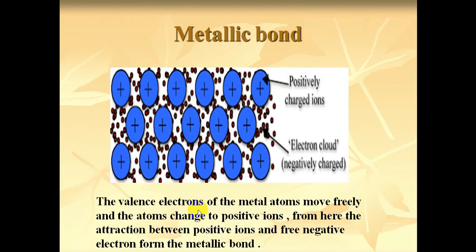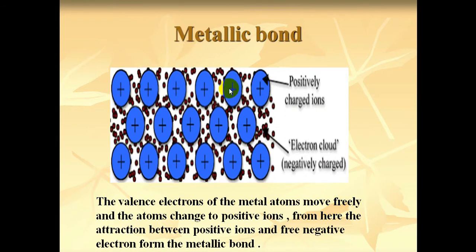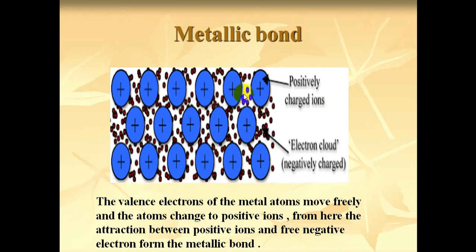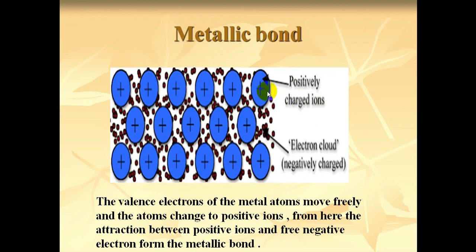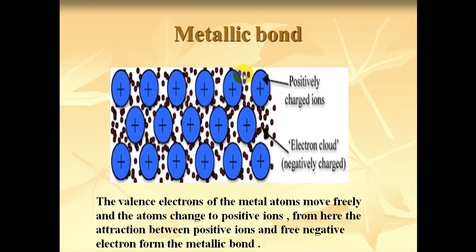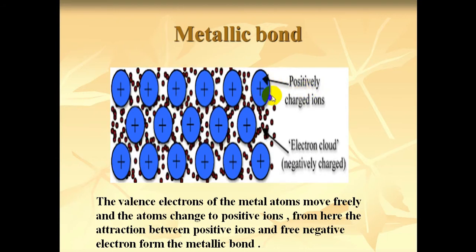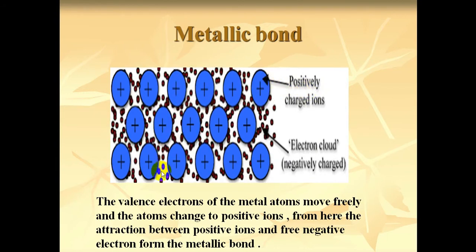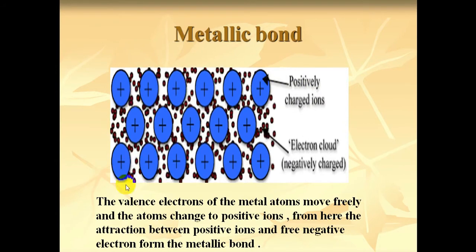The valence electrons of the metal atoms move freely. As we see here, we have atoms. The valence electrons outside move freely and leave the atom, so the atom becomes a positively charged ion because electrons go away from the atom itself. So the atom becomes positive and the electrons move freely around the positive ions. As we see here in the picture, they have negative charge.